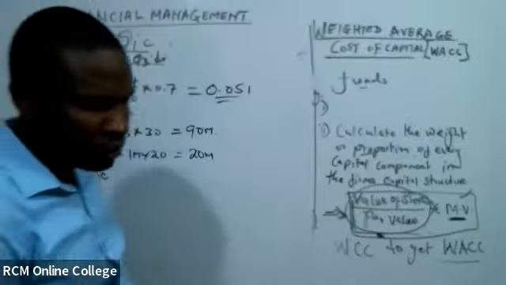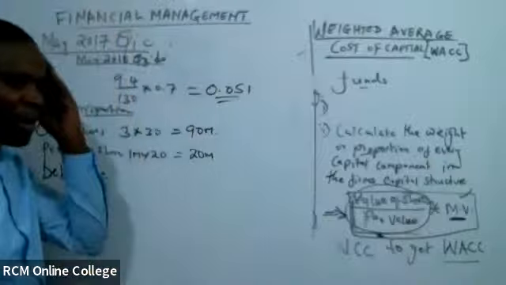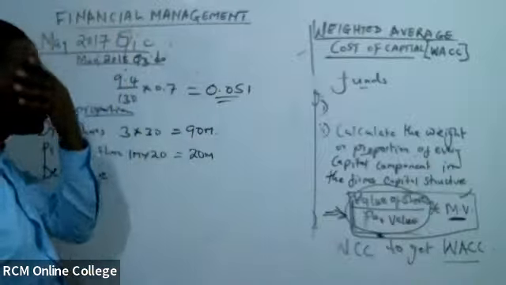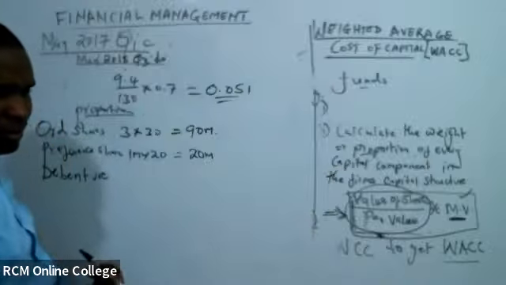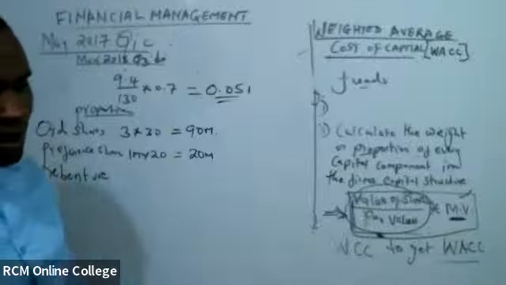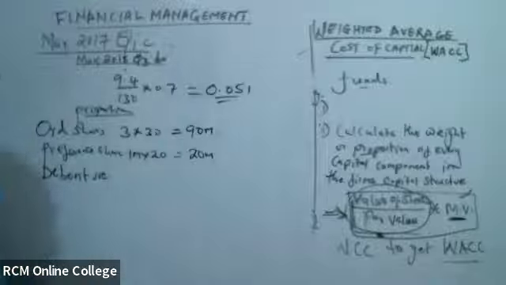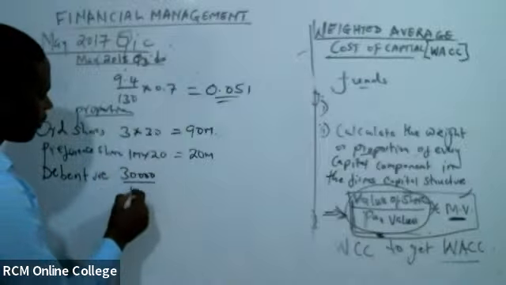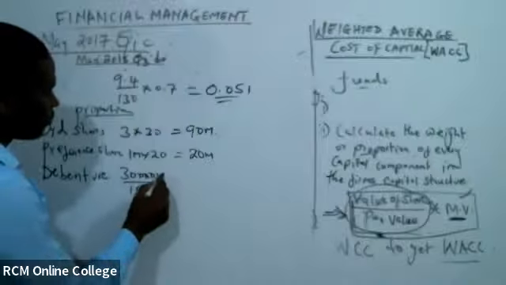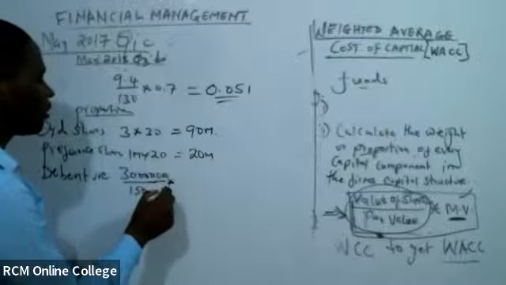Debenture iko na maneno kidogo. Lazima sasa tuchukue value yake. Debenture iko na value na par. So what is the value of debenture? We get the number of debenture. Value of debenture ni ngapi? 30,000. So it is 30,000 divided by 150. Lakini sasa ukumbuke kwamba tumetumia milioni huku, times market value. Market value ilikuwa 110.